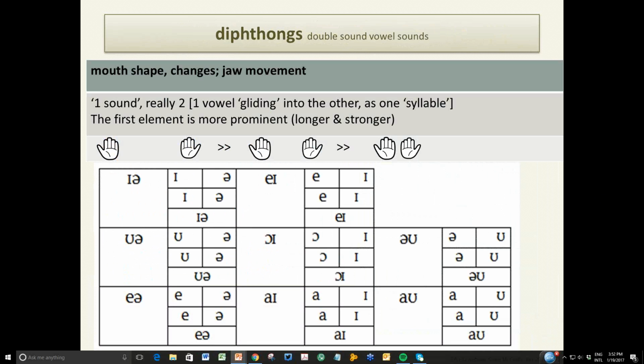So let's move on and have a look at those diphthongs, those double sound vowel sounds, particularly noticing how your mouth is shaped, how it changes, and also the jaw movement. The jaw often goes down and up, not just down as in for "ah", but down and up. So for example, that one in the top left-hand corner, you can see it's made of two elements.